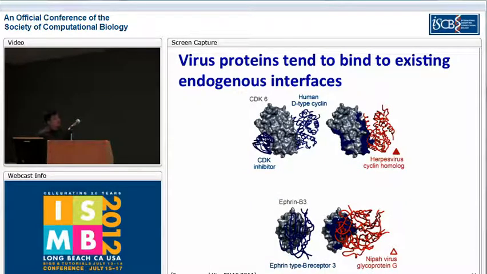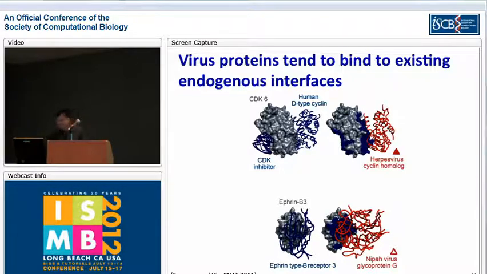So here are a few examples. Here's a human protein, CDK6. It has two binding interfaces. This one is an endogenous-only interface, which binds to a CDK inhibitor. This one is targeted by both an endogenous protein interaction partner, human D-type cyclin, as well as an exogenous virus protein. This one is a cyclin homologue. In this very case, these two proteins are homologs of each other. Here's another case where this human protein binds to an endogenous partner, this blue protein. It also binds to a virus protein, but these two proteins look completely different from each other.